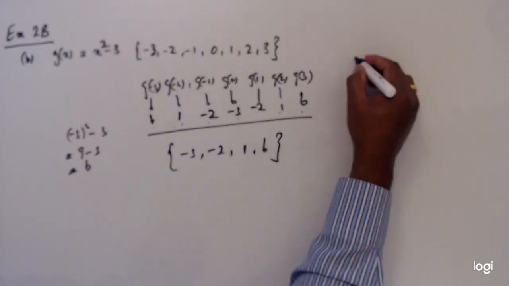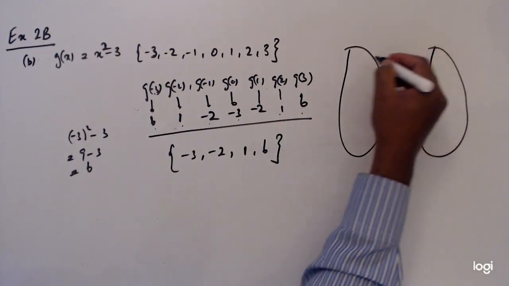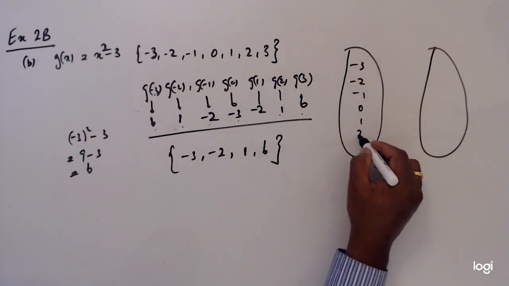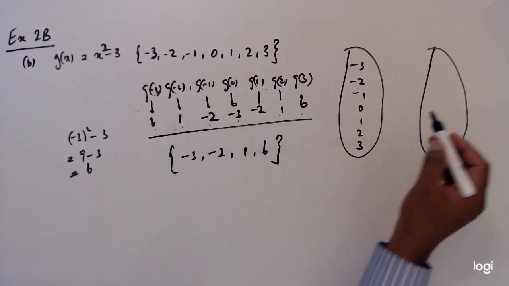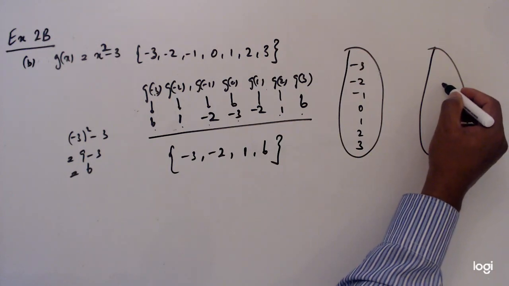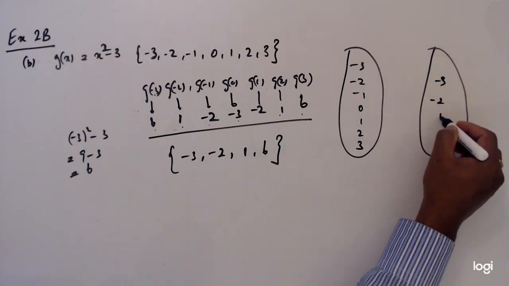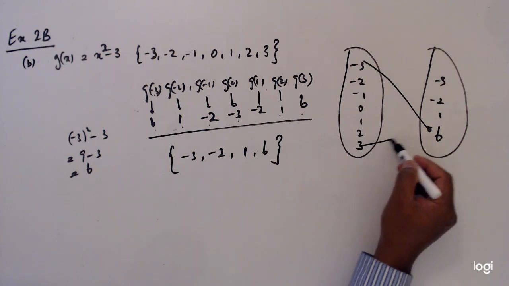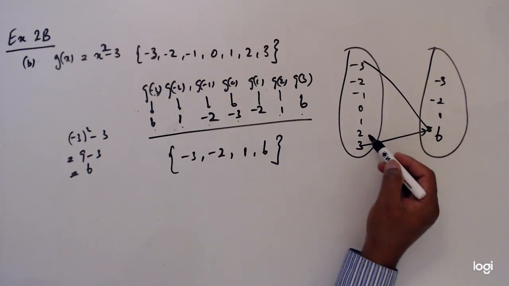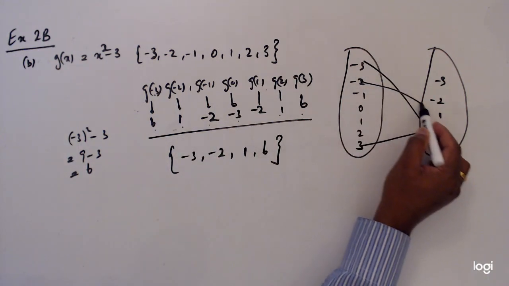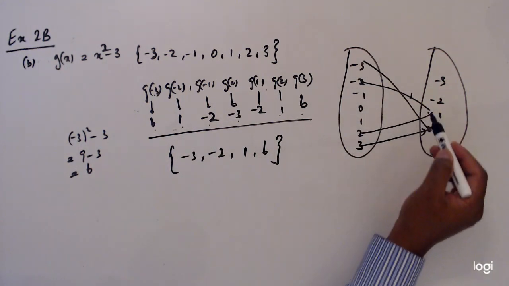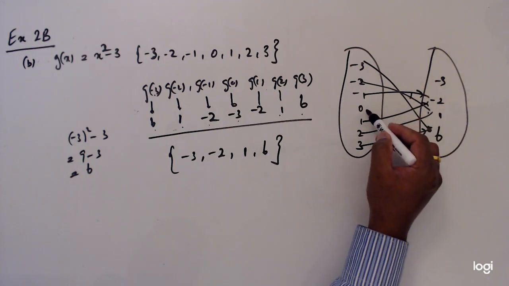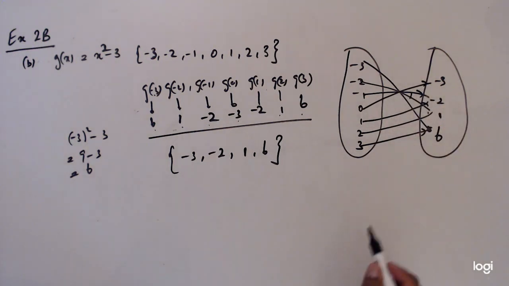As a mapping: minus 3, minus 2, minus 1, 0, 1, 2, 3. So we have minus 3, minus 2, 1, 6. So minus 3 goes to 6. 3 also goes to 6. Minus 2 and 2 go to 1. And minus 1 goes to minus 2. And 0 goes to minus 3.